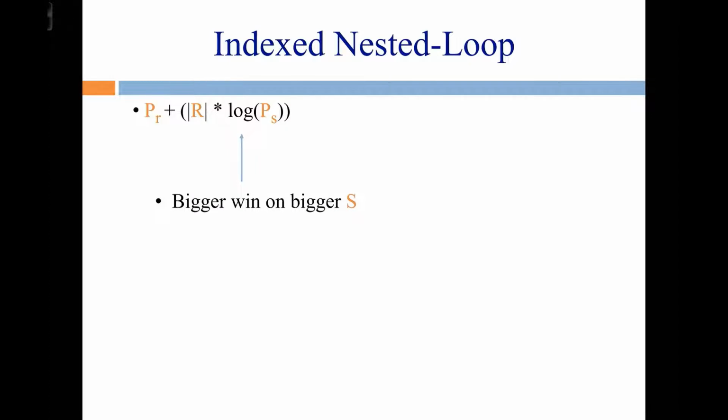And it comes down to this logarithmic term here. The big win that we're getting out of using an index is the logarithmic reduction. So we're going to get more advantage out of the logarithmic reduction on a bigger value. So we will want the bigger table to be used as S if both of them have an index.